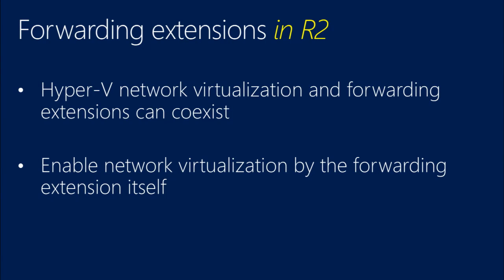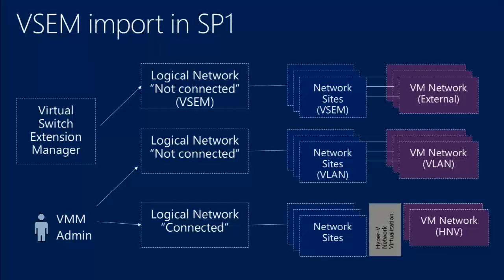So we did the additional work with the Windows networking team to enable this in R2. At the same time, we also enabled these extensions to basically implement their own network virtualization. They can utilize the same logical networks that we use for Hyper-V network virtualization to build their own virtualization, such as VXLAN. So if you look at what we did and how our object model, in VMM we had to make some changes to how our object model was built in SP1.